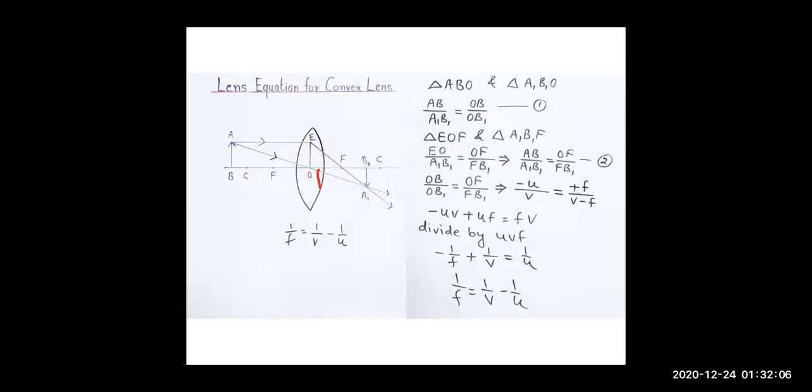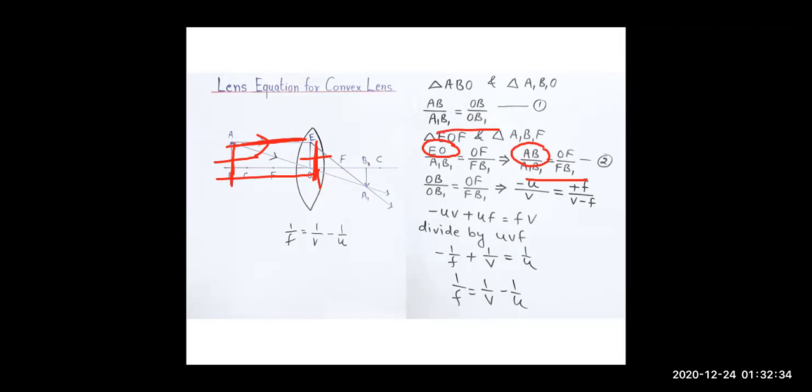Now children, if you look carefully, then EO and AB, aren't they equal? Because what we had done, this is parallel to principal axis. So this forms a rectangle, and rectangle, we know opposite sides are equal. So EO will be equal to AB, right? EO will be equal to AB. So AB upon A1B1 is equals to OF upon FB1.